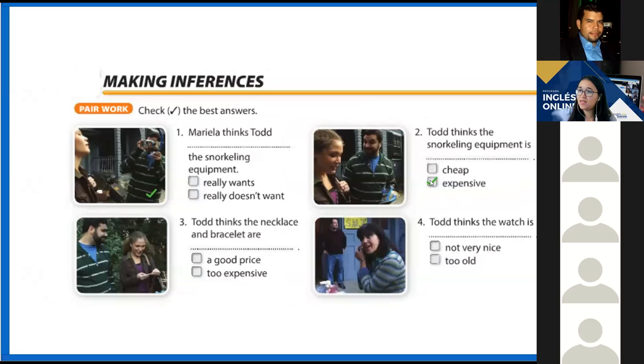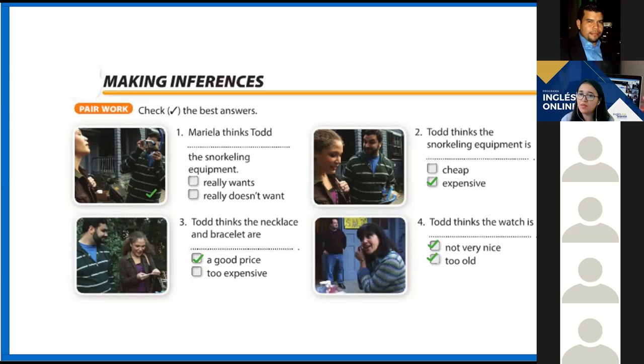What about three? Todd thinks the necklace and bracelet are a good price or too expensive? She's saying that it is a good price. It is a good price, right? Okay. What about the next one? Todd thinks the watch is not very nice or too old. Not very nice. Too old. It can be both, right? Not very nice and too old because he didn't even like it. Let's say both.